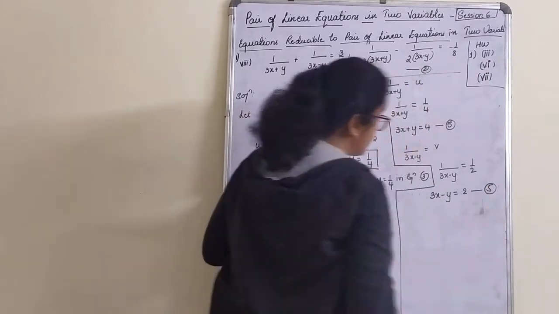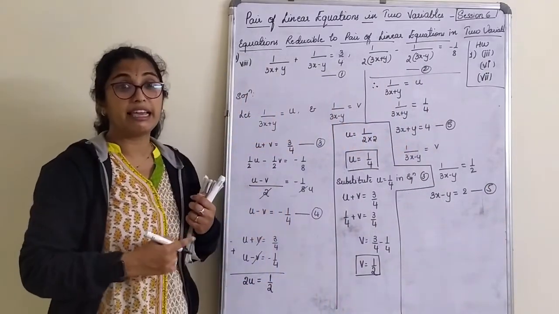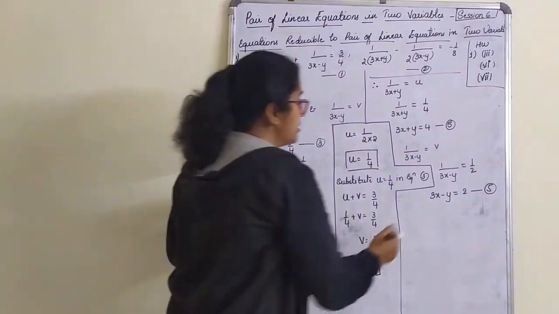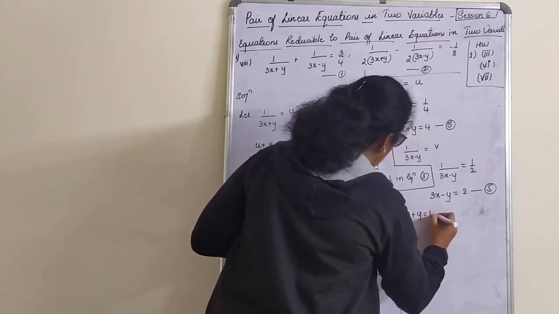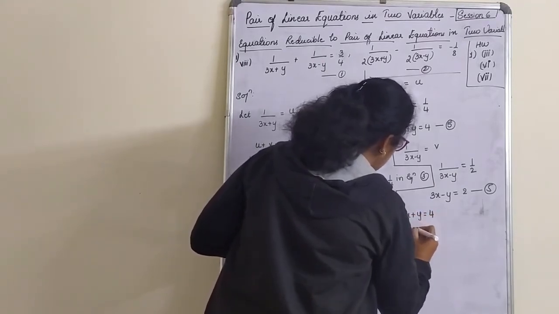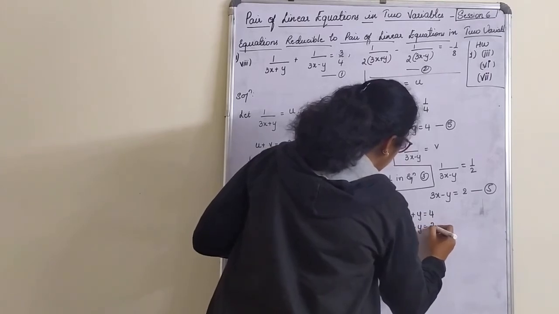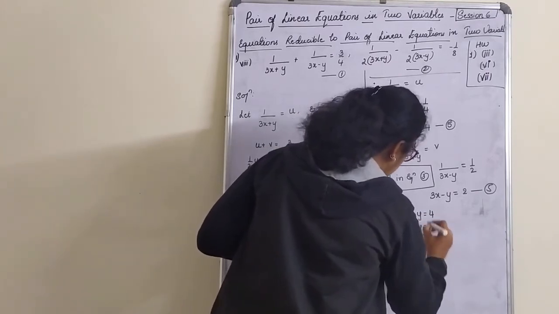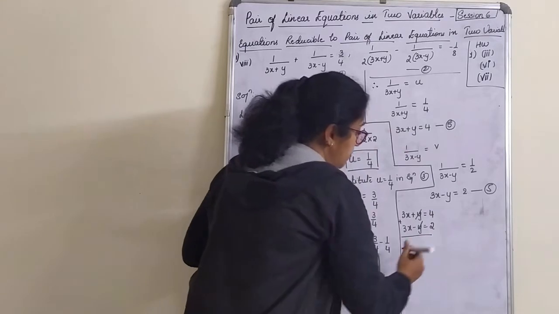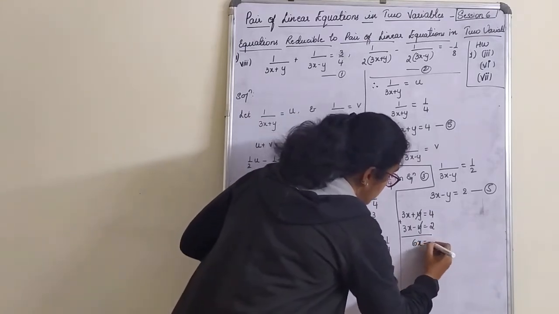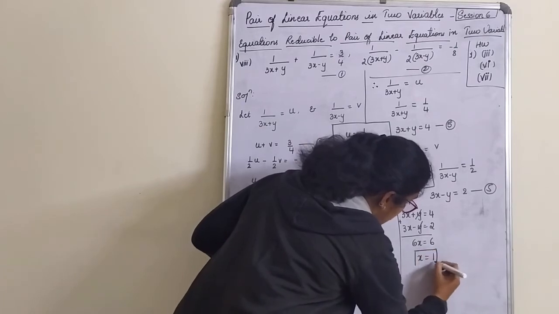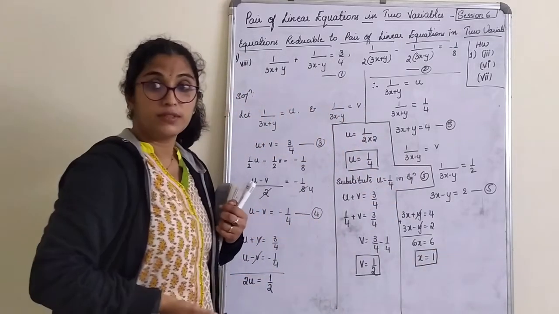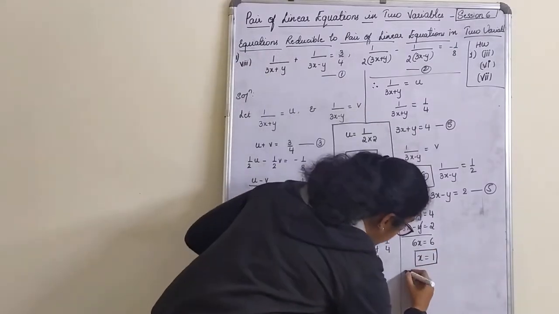Equation 6. Now children, what is this? Again a pair of linear equations. Solve it. 3x plus y is equal to 4. 3x minus y is equal to 2. You actually add them. So 3x plus 3x, 6x is equal to 6. x is equal to 1. Final value. Okay. Substitute.